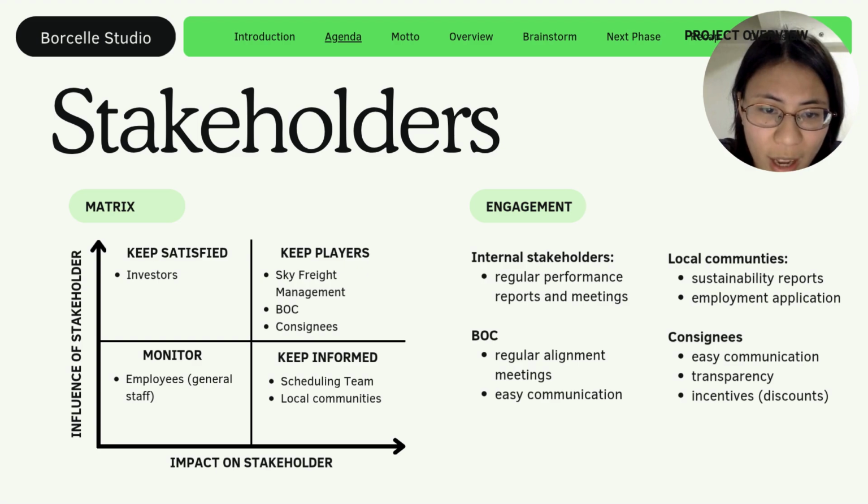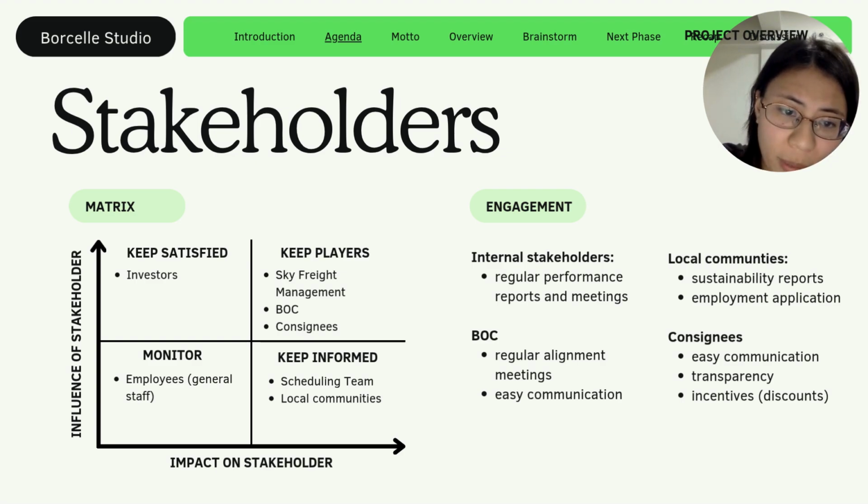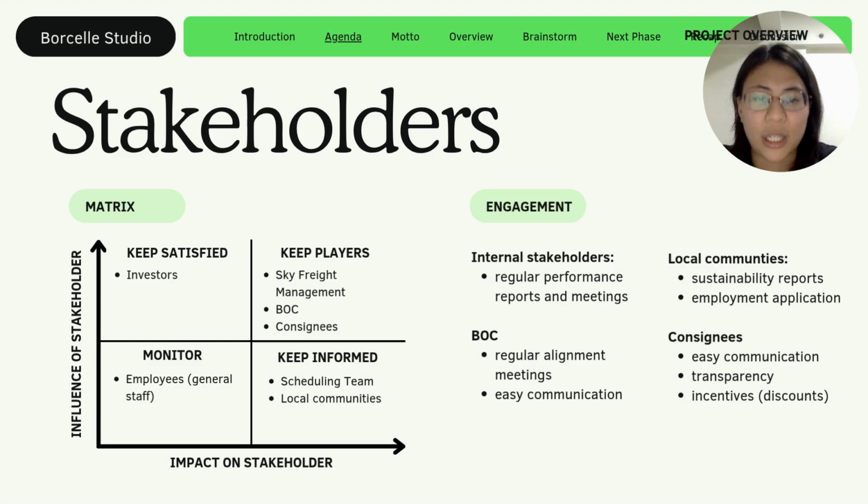Okay, next we have monitor, which are the employees, so the general staff, so not including the scheduling team. So the reasons why they are impacted is because this solution reduces stress within the company. They will receive less complaints from the consignees, so it takes the tension off of the other employees. And lastly, we have keep informed. So this would be the scheduling team and local communities.